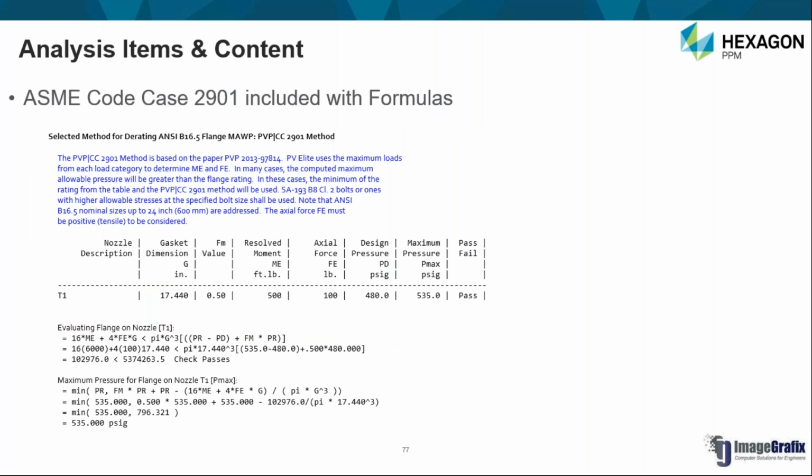Earlier we were only getting the check report, so we were not able to identify what the software was doing in the back end, but now you will be getting the complete detailed report for this. Also, for the PVP method, it will be named as code case 2901. So this will be included with all your formulas. Okay.